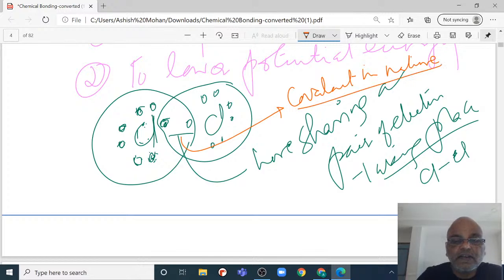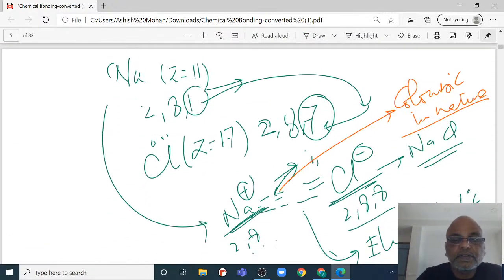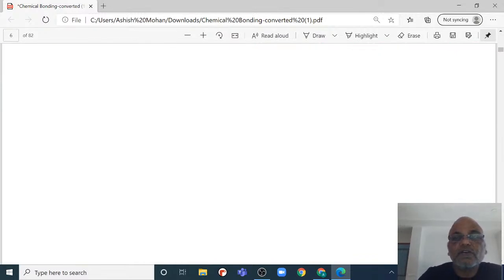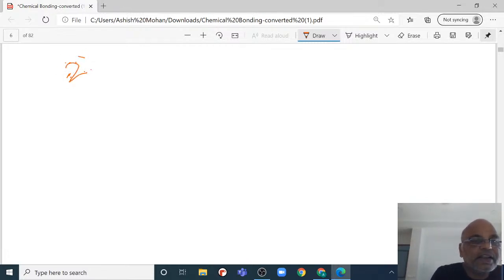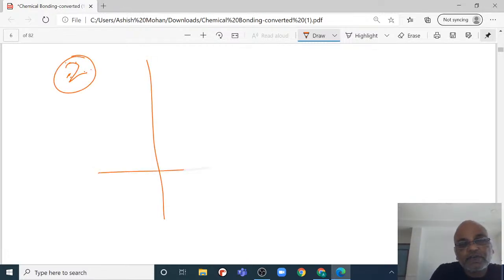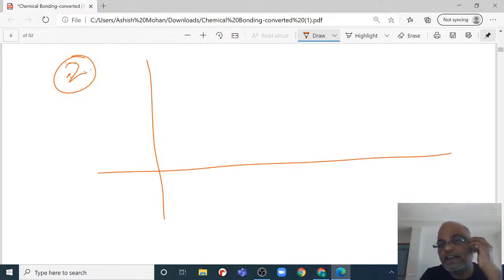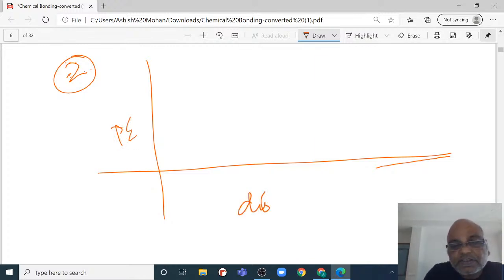And now I'm coming to the second reason for bonding: to lower the potential energy. For understanding how to lower the potential energy, we need to understand the curve between potential energy and two atoms. Here we take potential energy, and here we take distance.